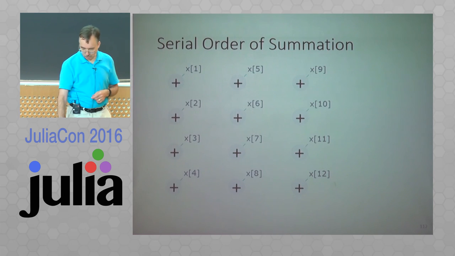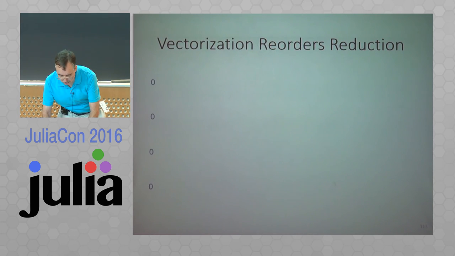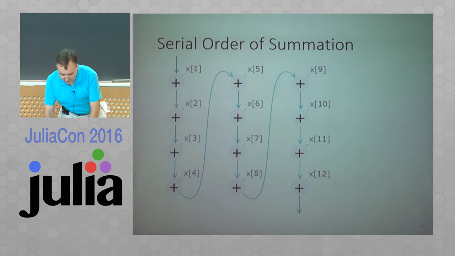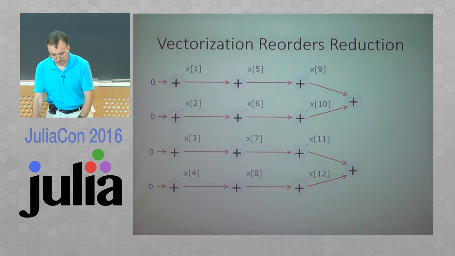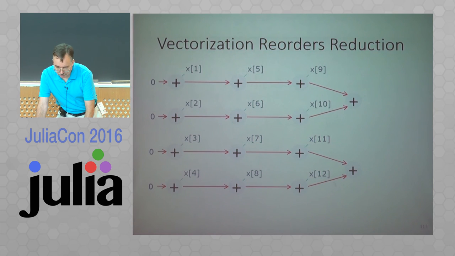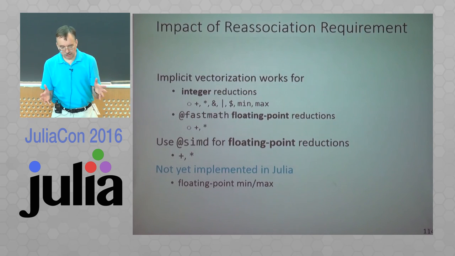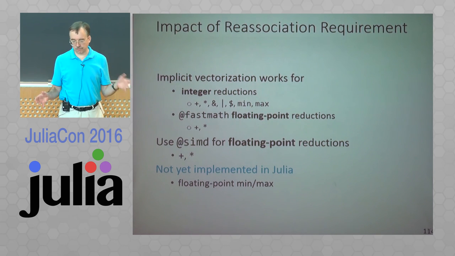So here's the serial order of evaluation for that sum. And the vectorized form is going to keep a couple copies around, and then when it's done, do a tree sum of those. So the implication of this, because you have to reorder the reduction: for integers, reordering the operations, you get the same result no matter what. For floating point, you don't because of small round-off differences.